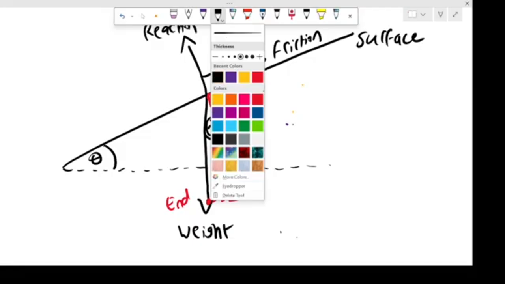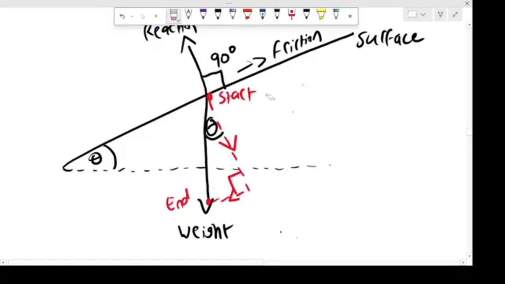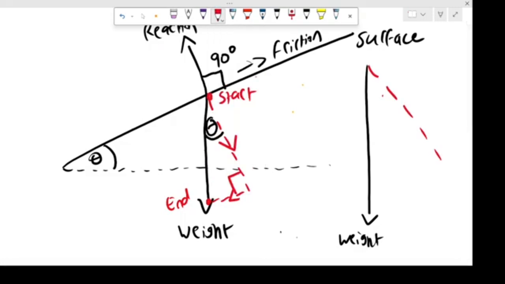What we end up with for the weight is this triangle here. Again, I'll draw out the triangle. So this is my weight, and then I've got these two sides. I'll do it in red. We've got a right angle here and angle theta.